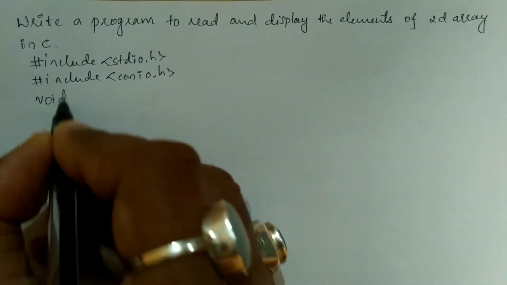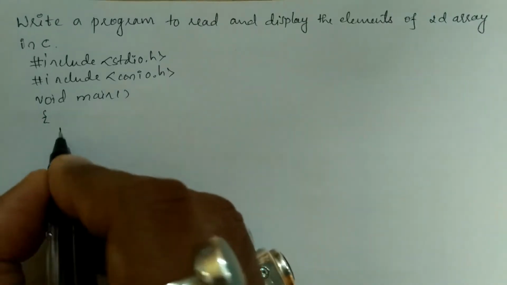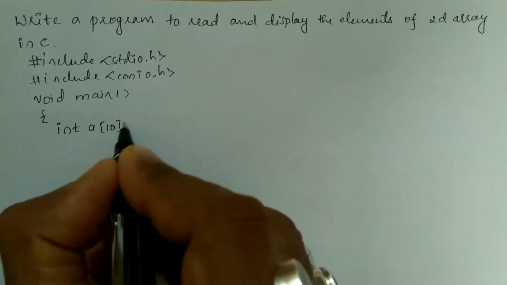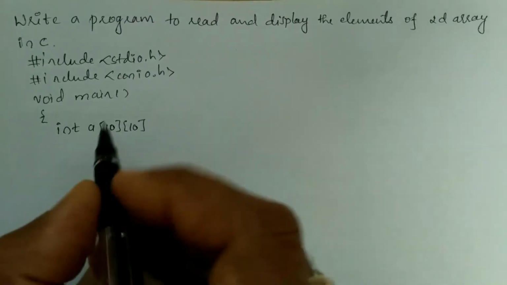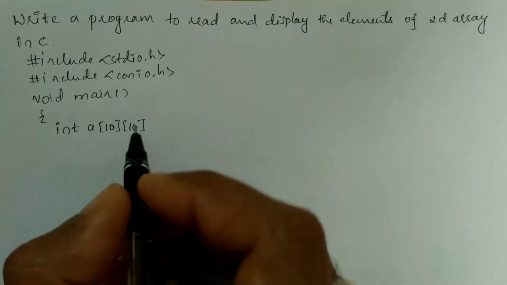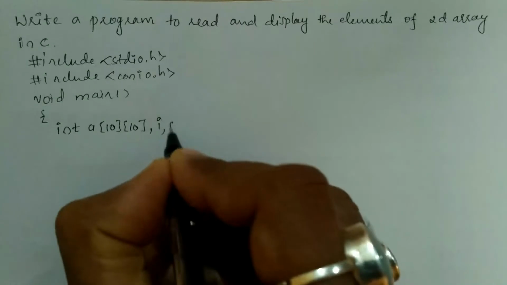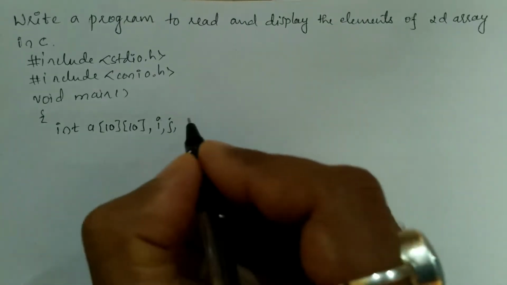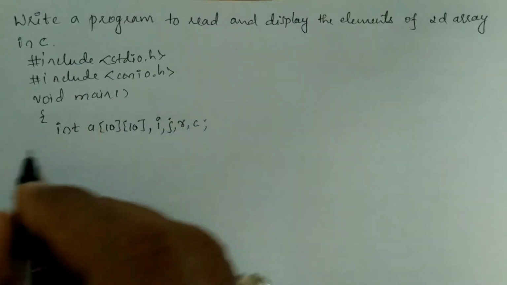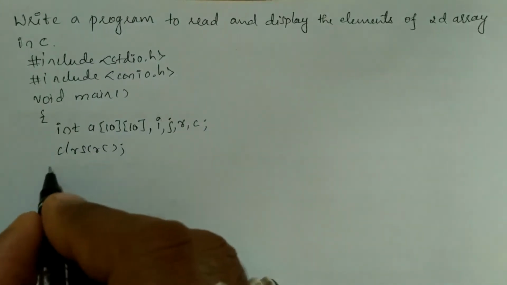Next we'll write the void main function with a curly open brace, and here I'm going to declare a two-dimensional array of type integer. Here the first subscript represents the row and the second subscript represents the column. Next, I and j are the two subscript variables. R represents row and C represents column. Here we'll write the clrscr function, which is used to clear the screen.